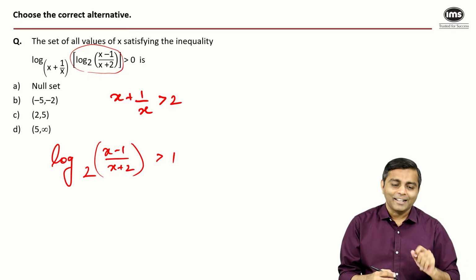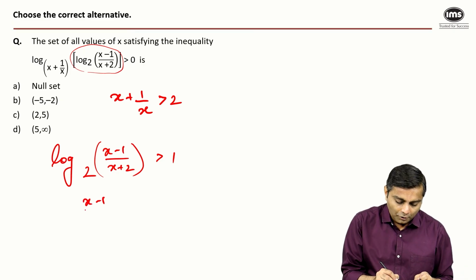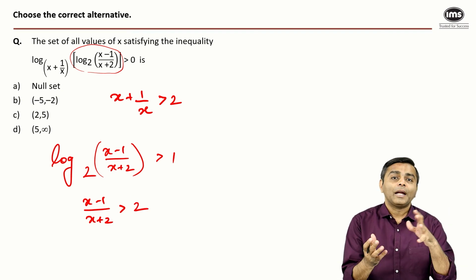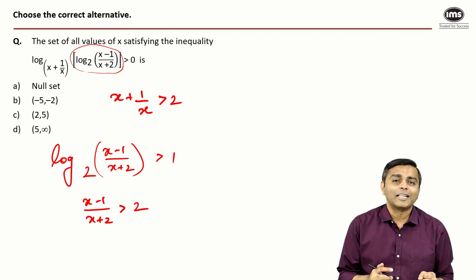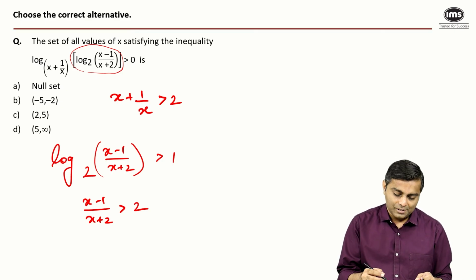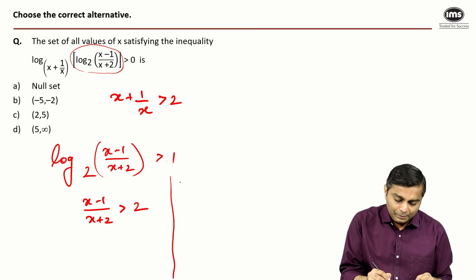Which means when we get rid of log, what do we work with? We work with x minus 1 upon x plus 2 greater than 2. I'm getting rid of the log and writing it in the exponential form. So, x minus 1 upon x plus 2 has to be greater than 2. That is what we begin our question with. So, okay, so now we just quickly simply solve it.